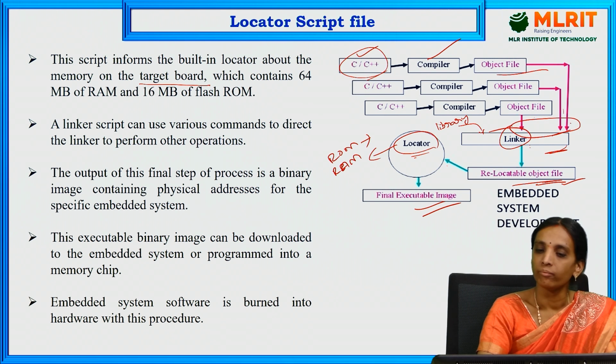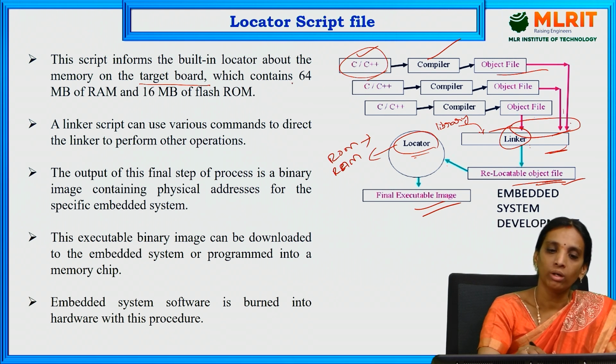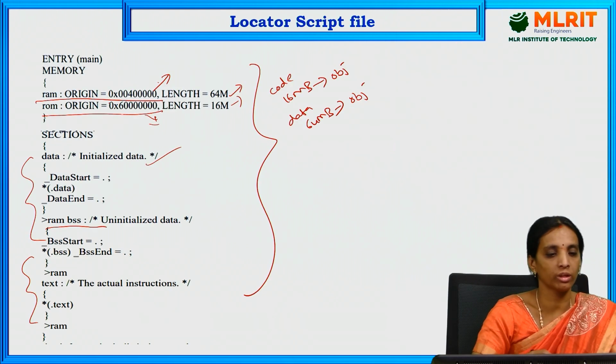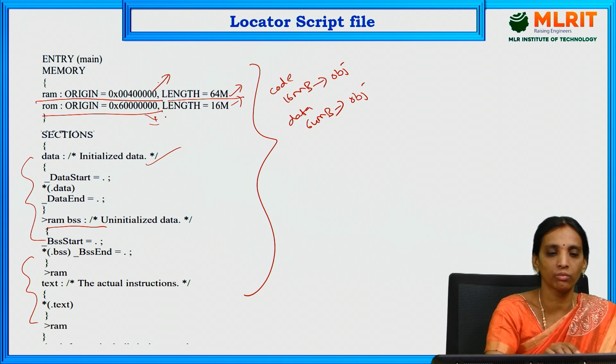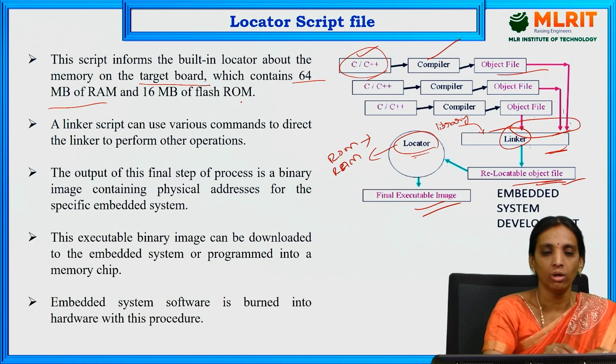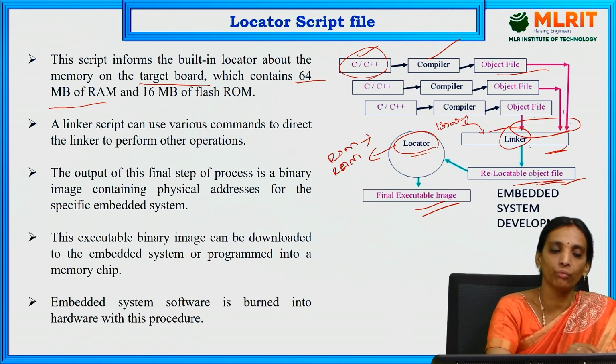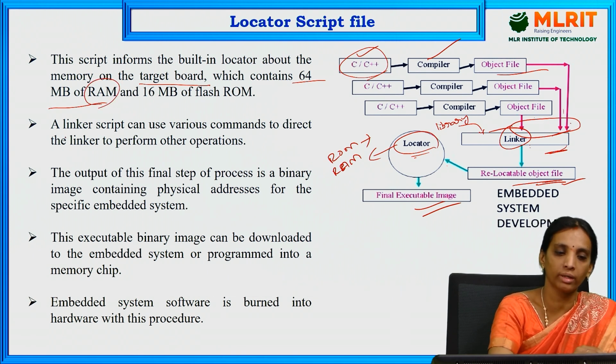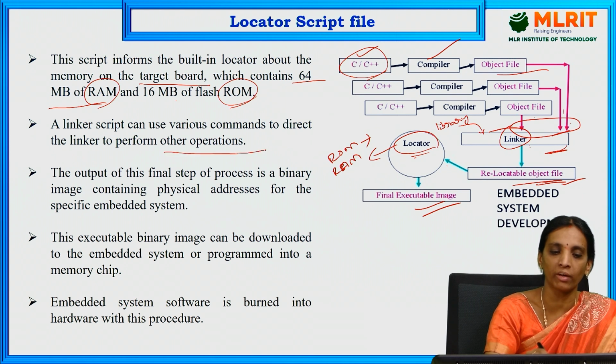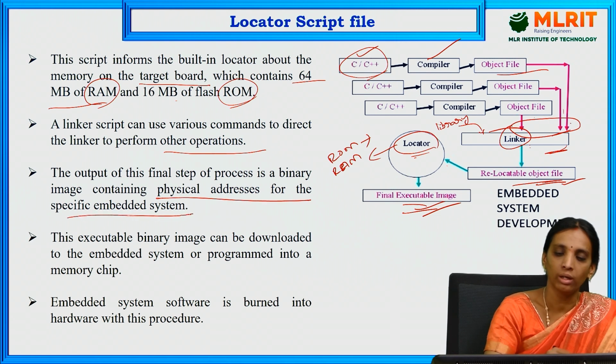Here in the target board, 64 megabytes of RAM, as we saw in the previous example. This is 64 megabytes of memory for RAM and 16 megabytes of memory for ROM. So in the target board, 64 megabytes of RAM and 16 megabytes of ROM will be allotted for this application. The linker script uses various commands to direct the linker to perform other operations. The output of this is a binary image which contains the physical addresses for the embedded system.